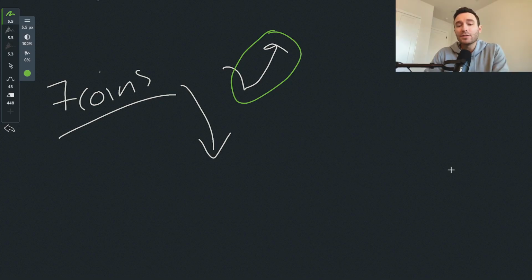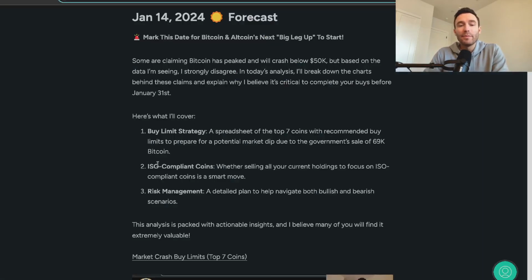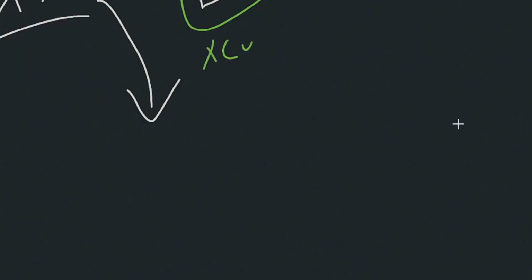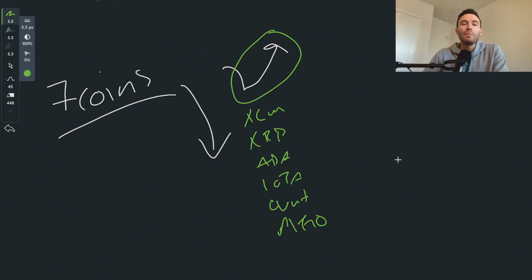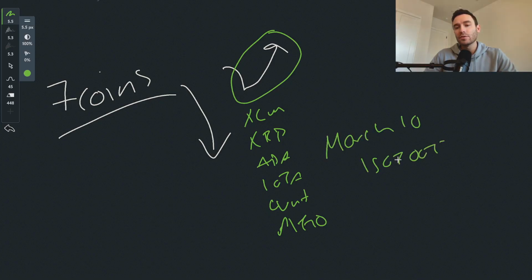Okay. Second biggest question I'm seeing on YouTube here, as well as from all of our members, is should you just dump all of your coins and get into ISO compliant coins? Okay. This is XLM. This is XRP, ADA, IOTA, Quant. What am I missing? Algorand. And I'm sure there's some other ones I'm missing. What people are asking me is, Travis, XLM and XRP are doing amazing. And you guys better believe on March 10th, you should know this, that ISO 20022 is going live on March 10th of this year.